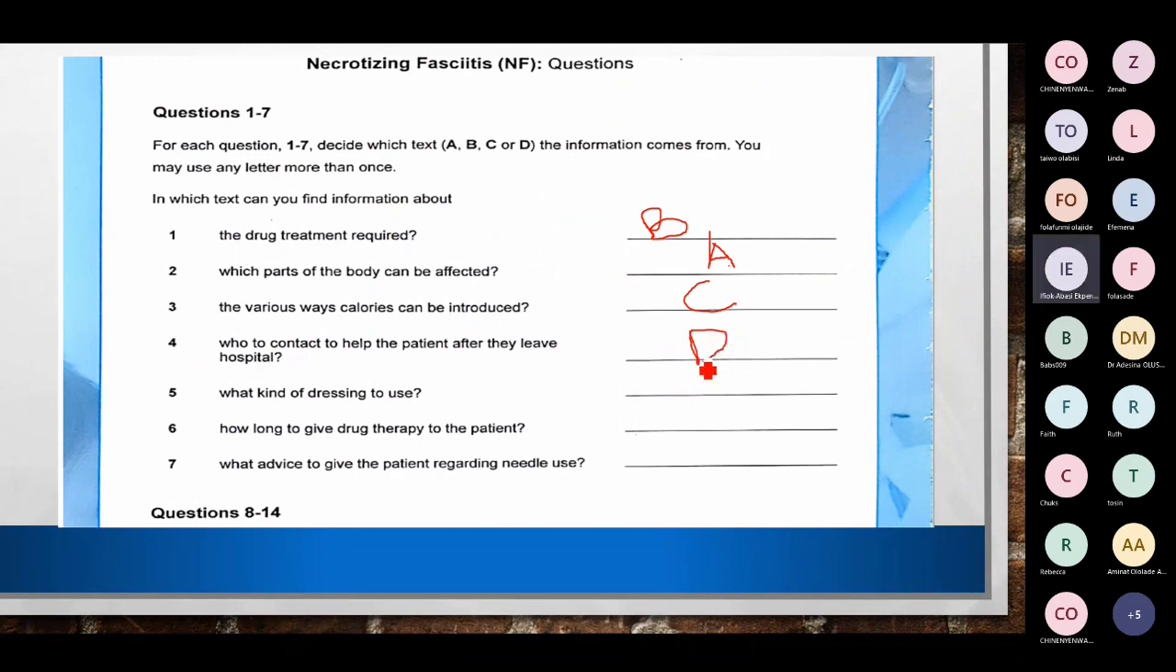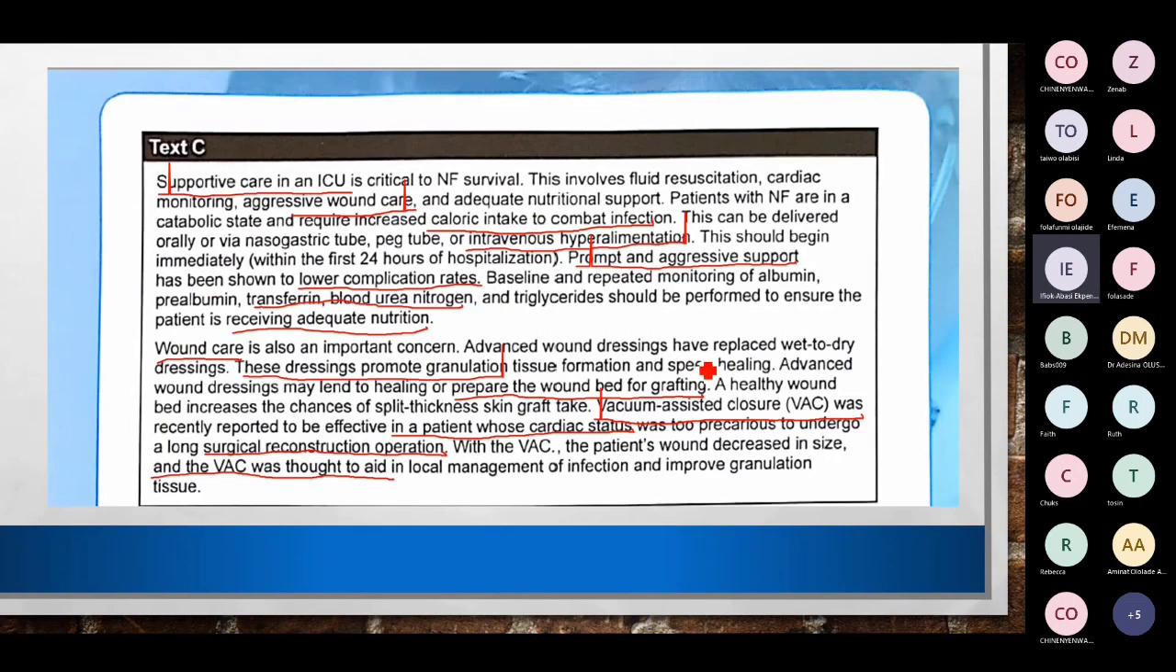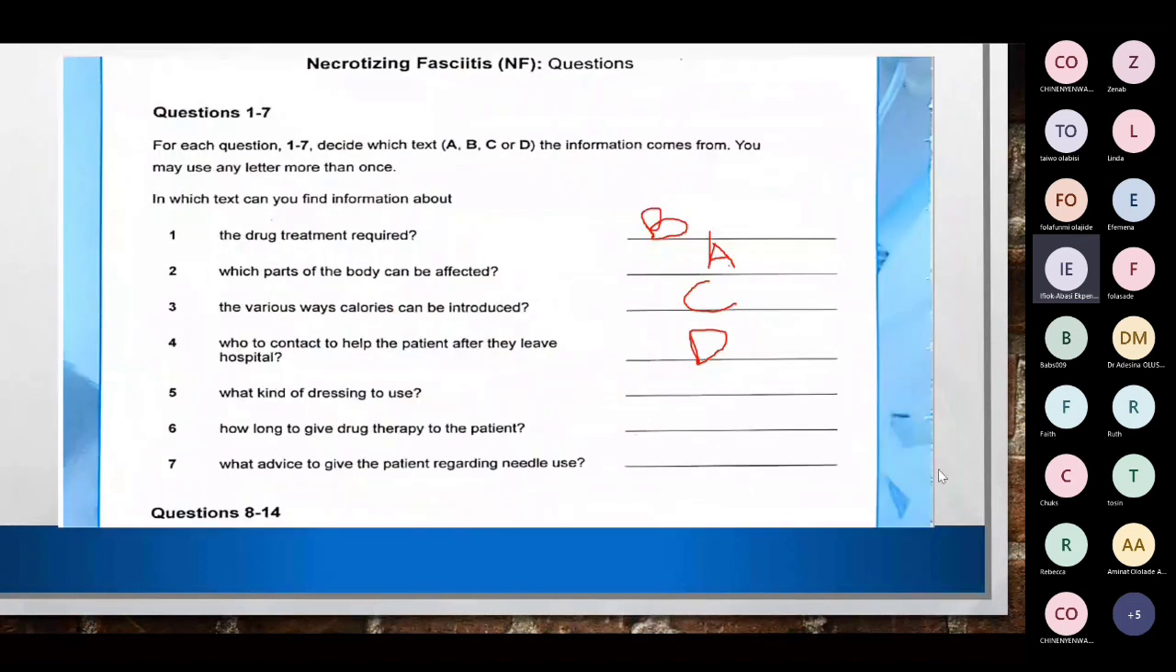Now, the next thing you are seeing here is what kind of dressing to use. Where do we use dressings? Should be more like wound, right? Okay, so we're coming back to where text C talks about wound dressings. Also realize, see what we did here: when we talk about wound, if you look at this very well, after underlining wound care, we also underline these dressings promote granulation. So you don't have to think twice. It's text C. So just come back here and provide the answer as C.